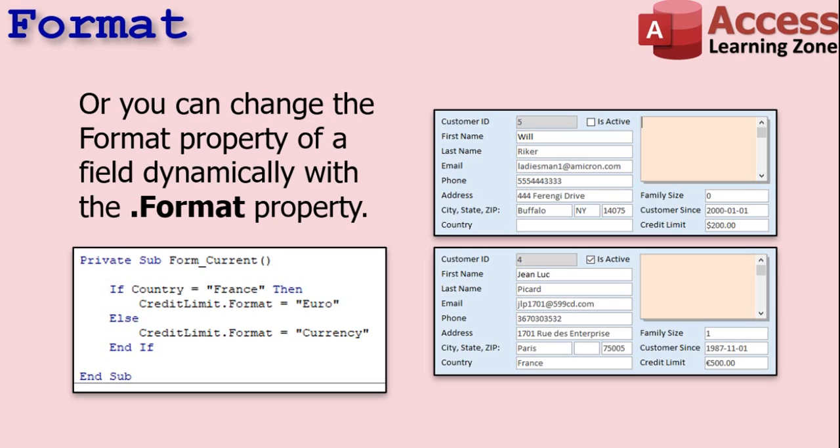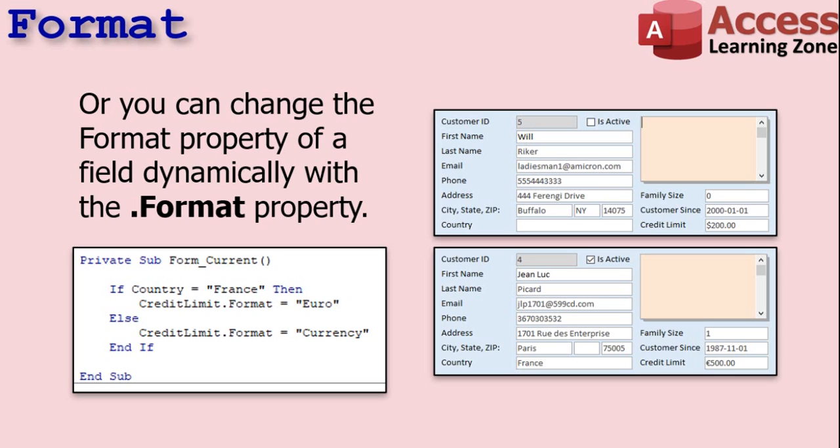And finally, you can actually change the format of a field using the format property of the field in VB, for you VB programmers. So for example, let's say hypothetically I do business in both France and the United States, and I want it so that if the customer is from France, it formats their credit limit with the euro. Otherwise, any other country, it formats it with the currency value. And you can see here, Will Riker's got a dollar sign, but Jean-Luc Picard has a euro symbol. And that's how you would format that in the form's Current event, which runs when you move from record to record, and it sets the format dynamically based on the data.